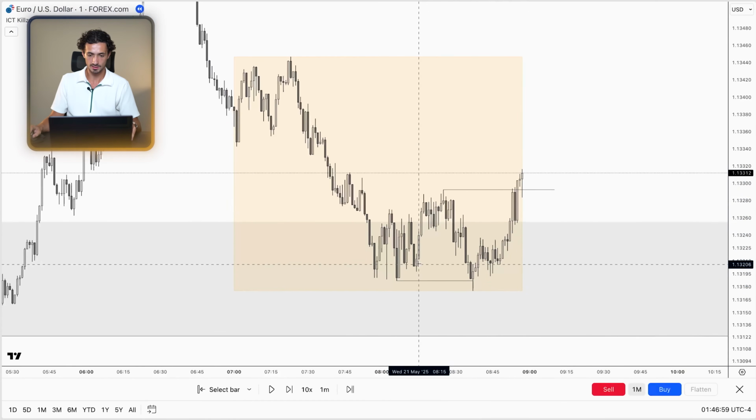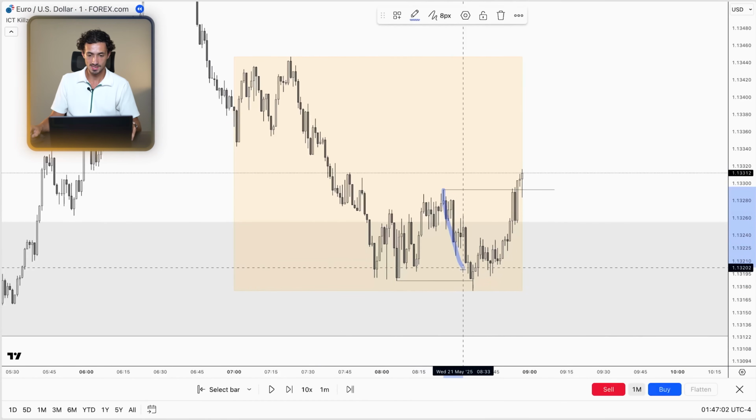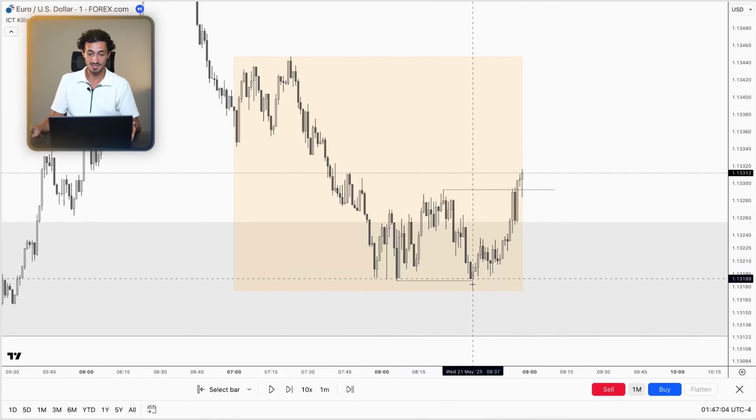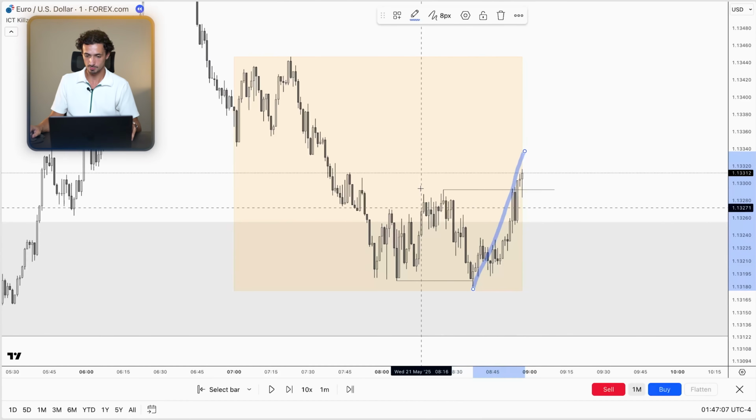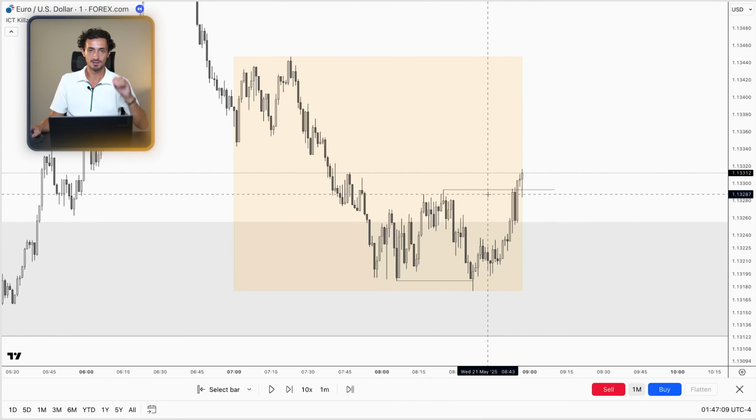No one was in control really. Sellers started to take control. Buyers step back in, protect this area, and come out on top. No sellers could push price lower. And so when you get that, that's my confirmation.